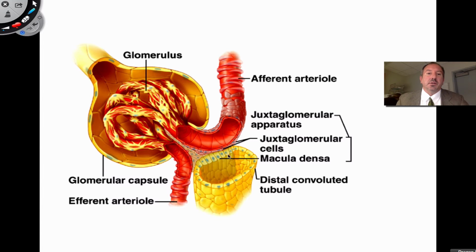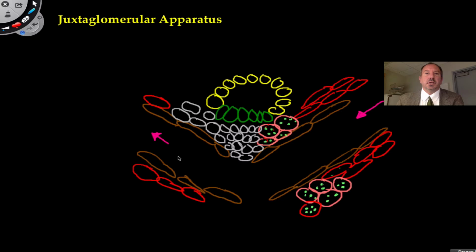I like this diagram a lot too because it shows a really nice image of an arteriole. Here's the arteriole coming in. Here are your ordinary smooth muscle cells, and then these cells right here are the juxtaglomerular cells, which are going to be producing the protein called renin. Here's the cutaway of the distal convoluted tubule, and these cells right here are the macula densa cells, which are all part of the juxtaglomerular apparatus. So that's what we're focusing our attention on.